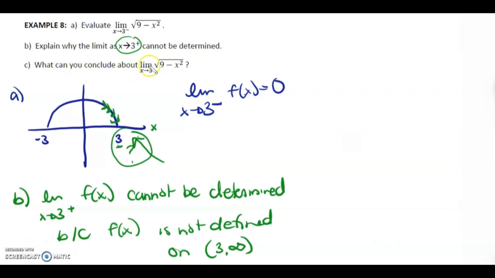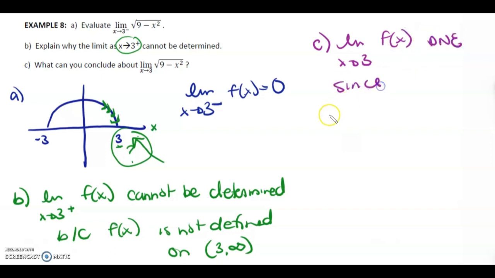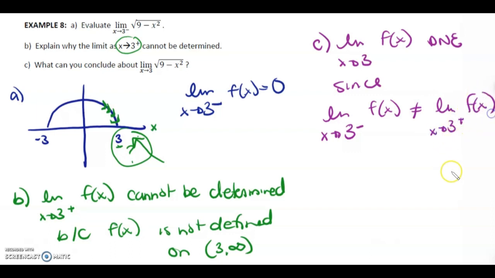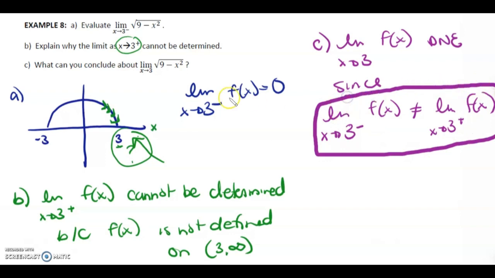Now, what can you conclude about the limit as x approaches 3 of the square root of 9 minus x squared? Okay, so we can simply conclude the limit as x approaches 3 of this function does not exist, since the limit as x approaches 3 from the left side of the function will not equal the limit as x approaches 3 from the right side of this function. Okay, because that limit's not defined on both sides. It's only defined on one. And I keep coming back to this because this is the definition of what a limit is.